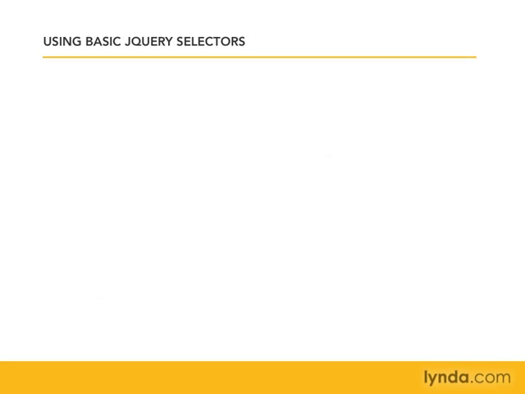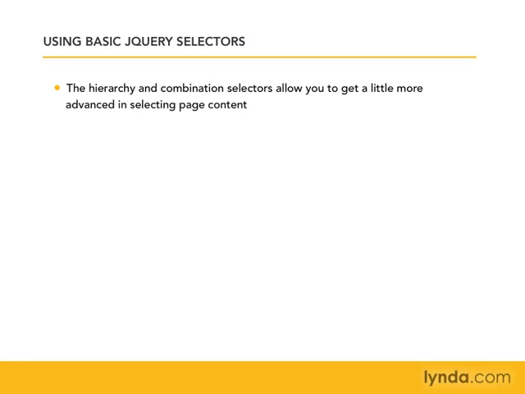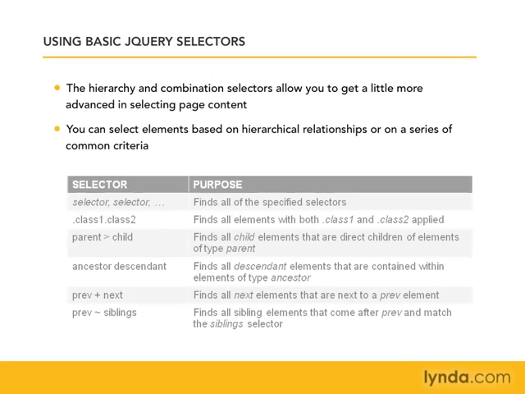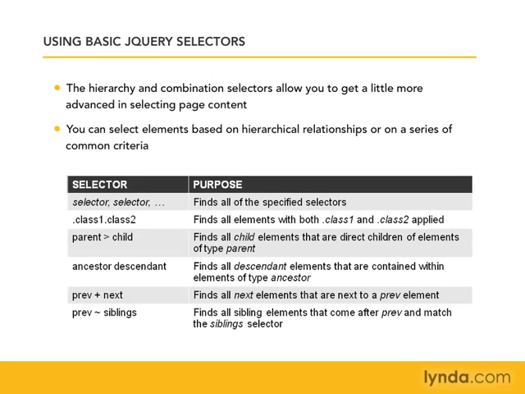In addition to the basic selectors, there's some selectors that are a little bit more advanced. These are the hierarchy and combination selectors. So these allow you to get a little bit more advanced in selecting page content. Basically they allow you to select elements based on hierarchical relationships or a combination of criteria. So the first two do just that, whereas in jQuery, usually you'll see one selector passed in. If I passed in a comma delimited list, like p, comma, div, comma, image, it would find all of the elements that match everything in the list.